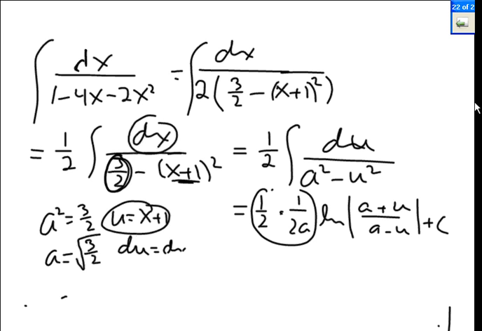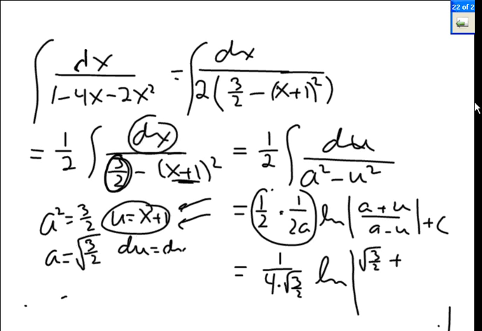So this is 1 over 4a. It's 1 over 4 times a, where a is the square root of 3 over 2, times ln of the absolute value of a, which is square root of 3 over 2, plus u, which is x plus 1, divided by a minus x plus 1, plus c.